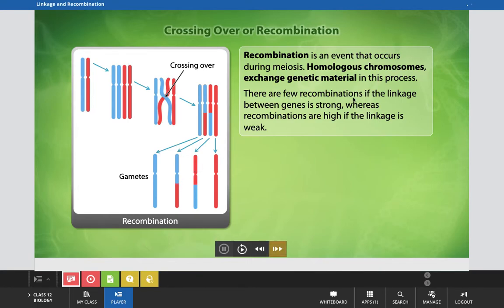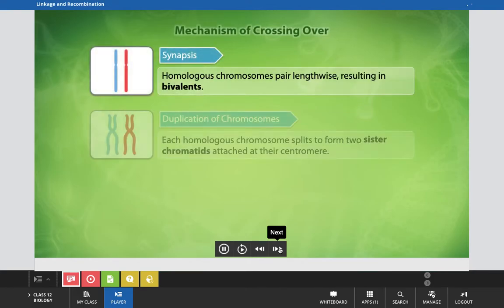There is little recombination if the linkage between genes is strong. That means if two genes are closely associated, recombination will be low, and recombination will be of a high degree or high percentage if the linkage is weak, meaning the two genes are situated apart from each other at a longer distance.